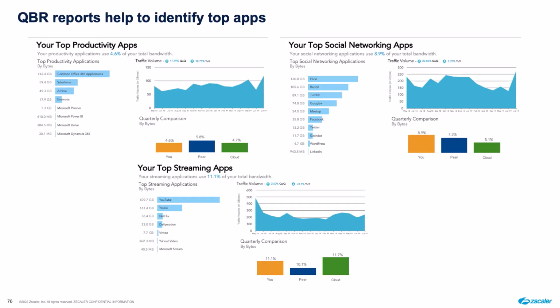Just to give you a snapshot of the type of information we typically share in QBR reports, the quarterly business reports, which is again available on the Zscaler admin portal to download, to check and use this information to get started. So you could see things like your top productivity applications. What are your top social networking applications? What are your top streaming applications? This is a more comprehensive list with all the details over a timeline of 3 months.